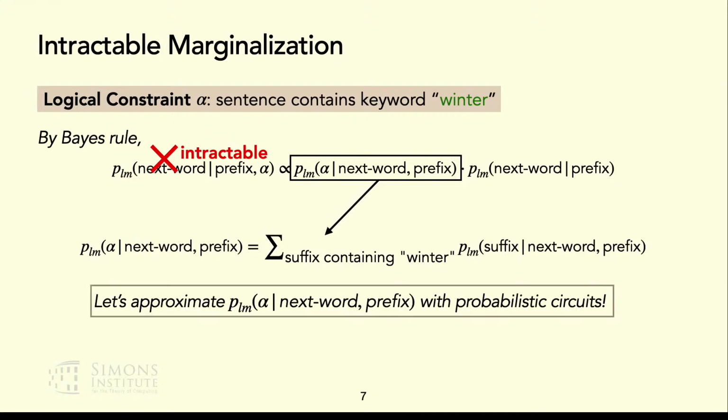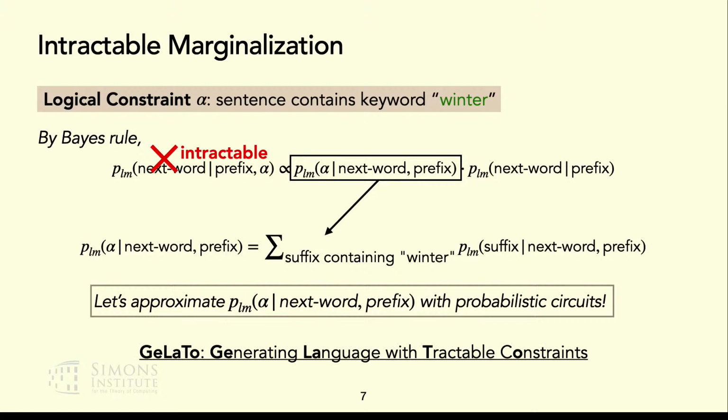So this is intractable for autoregressive models, but we have PCs, right? PCs are tractable, at least we know how to compute marginal probabilities with them. So why don't we just approximate this term with probabilistic circuits? We refer to our pipeline as GeLaTo, generating language with tractable constraints.